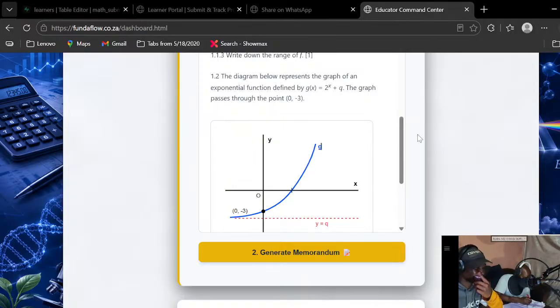Okay, we've got the definition of the function. It's defined as g of x is equivalent to 2 to the power of x plus q. Remember, we spoke about this q. And it says the graph passes through the point (0, -3).